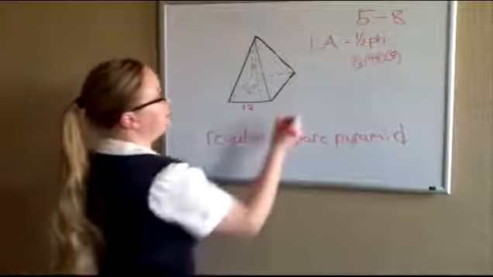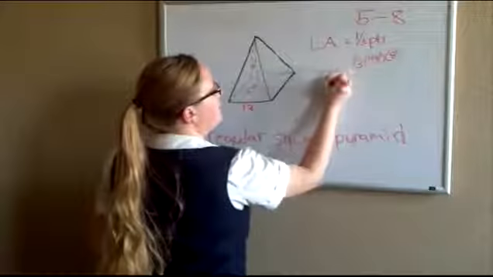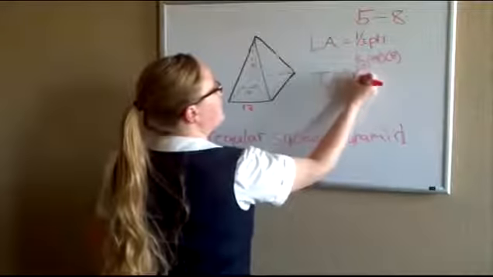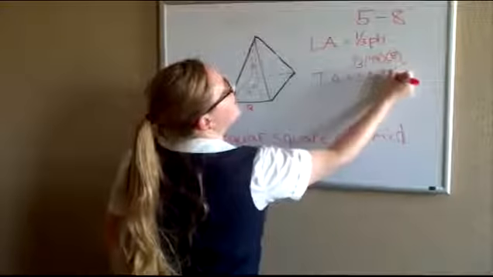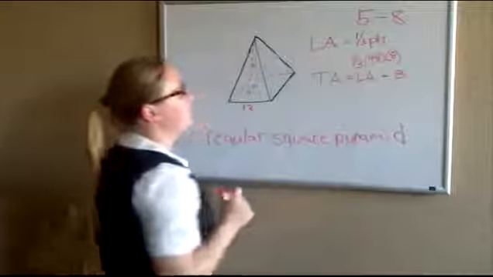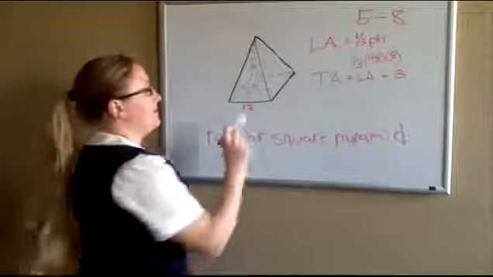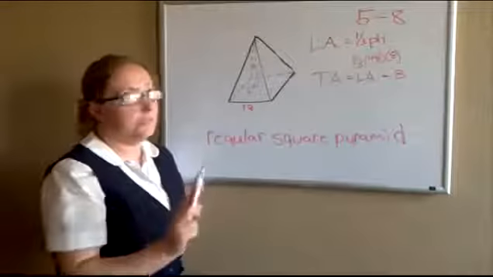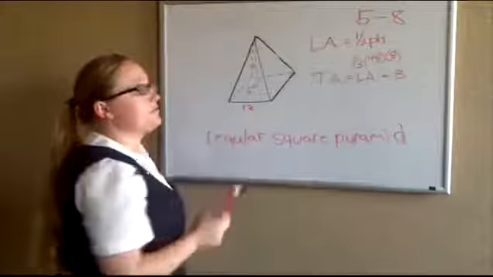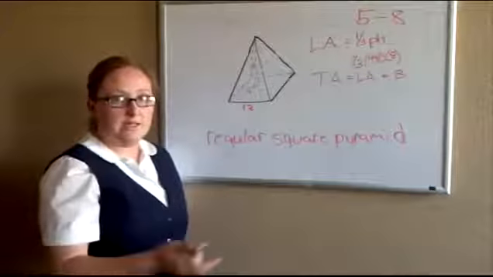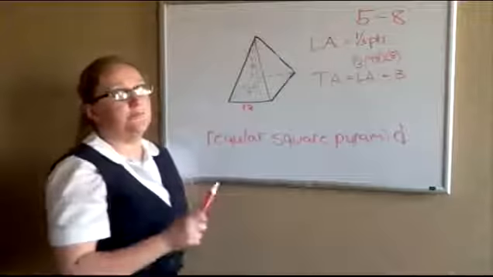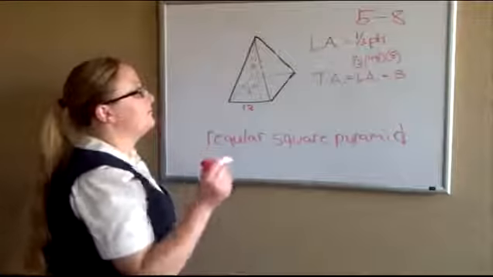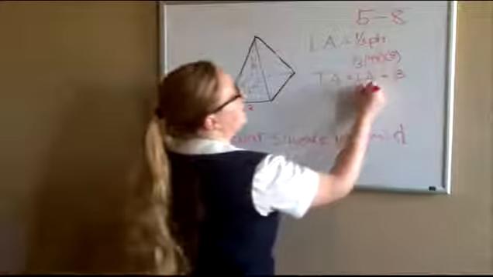The total area, you're going to add the lateral area plus the area of the base. Remember, the area of the base is not the same as the perimeter. Don't get them mixed up. The base is a square, and the formula for a square is side squared. So instead of adding 12 4 times, you're going to multiply 12 by itself. 12 times 12, which is going to give you 144.